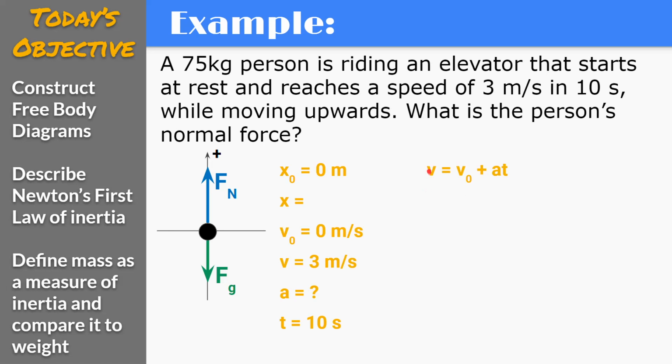I can use this equation here: v equals v naught plus a times t. If I want to solve for a, let's start by moving this v naught by subtraction. So now we have v minus v naught equals a times t. And again, to get a by itself, I need to divide both sides by t. So my acceleration is v minus v naught over t, which is change in velocity over time, which is the definition of acceleration. Okay, so I have a formula now that I can use to find my acceleration.